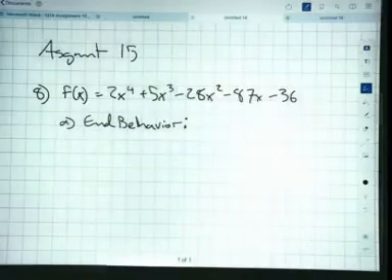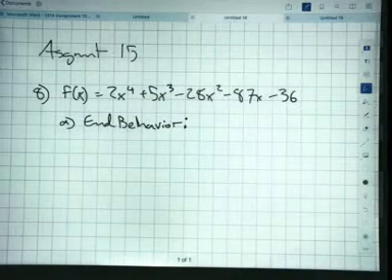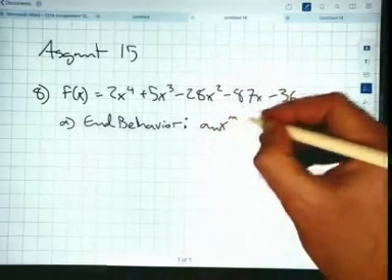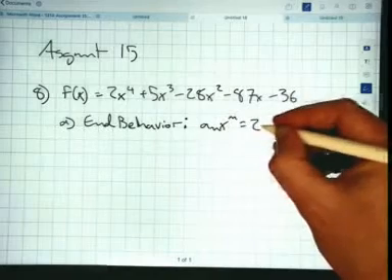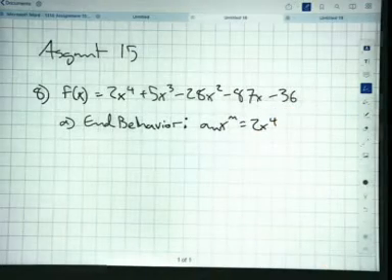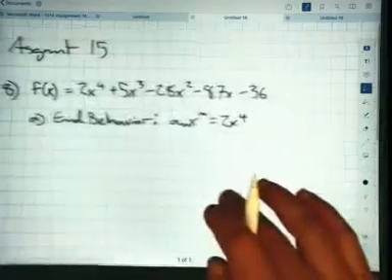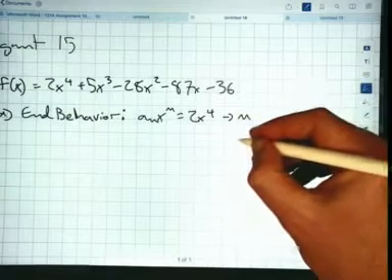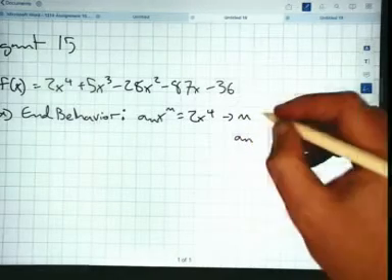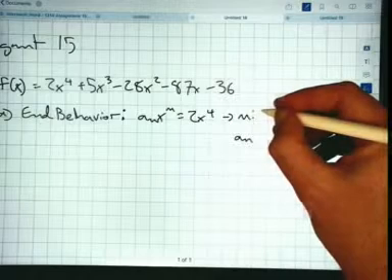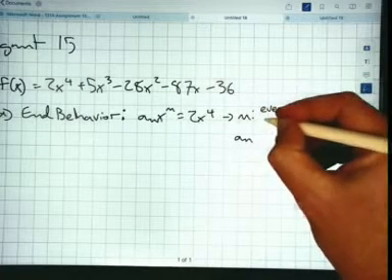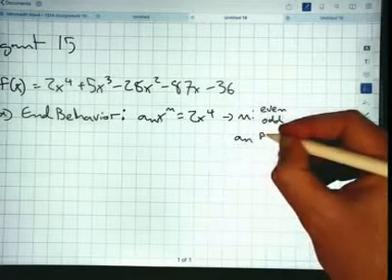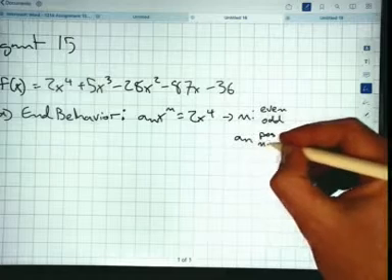If we're falling in line with what I did in the notes, the first thing I always do is find the end behavior. So that leading term, a sub n x to the n, is the 2x to the fourth. From looking at this leading term, we care about two things, n and a sub n. When it comes to n, we care about whether or not it is even or if it's odd. And when it comes to a sub n, we care about whether or not it is positive or negative.